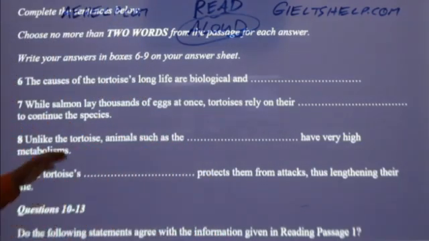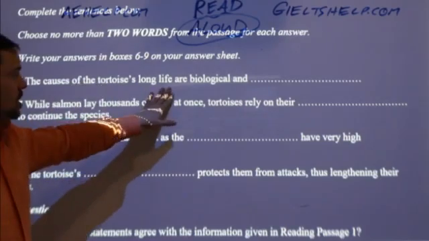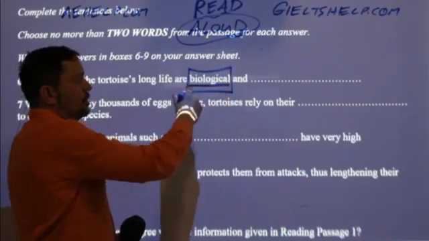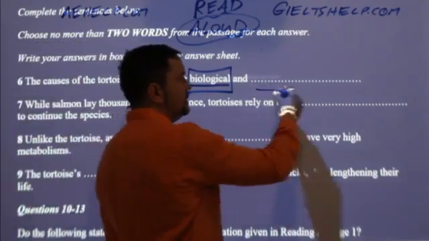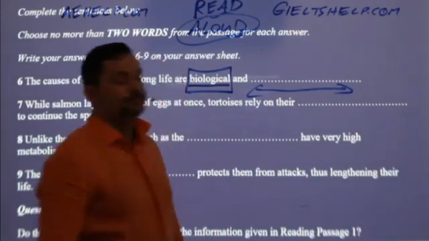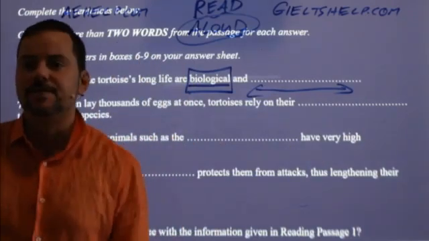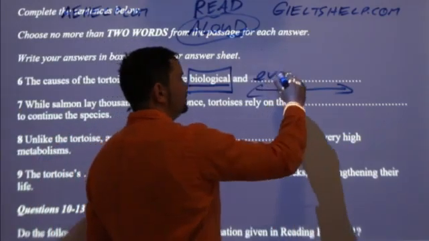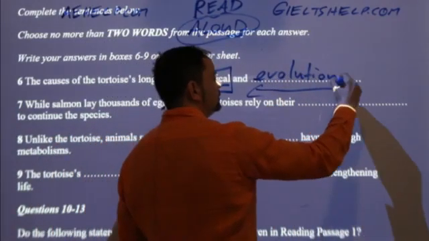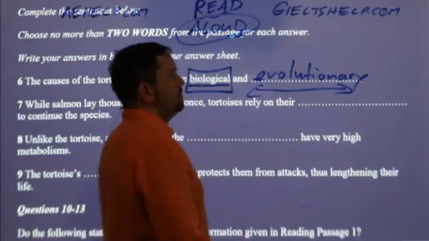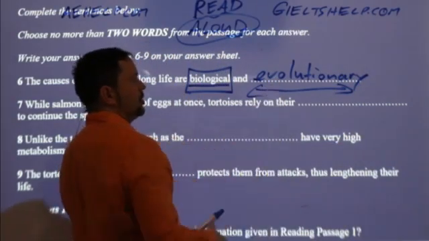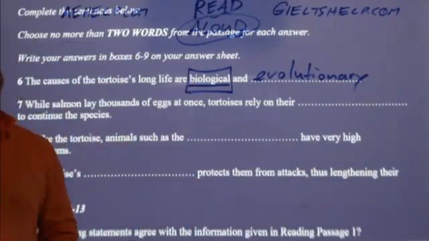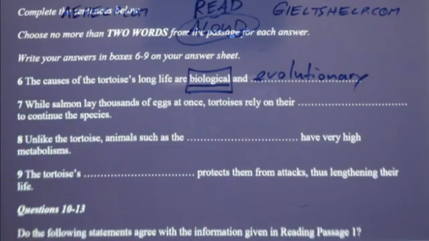Okay. The causes of the tortoise's long life are biological. That's a word I could look for if I have to. But I know the answer for this one. Very nice, Samira. Evolutionary. Okay. Make sure that your spelling is correct. Evolutionary. Nicely done. Yeah, very good. I can see a lot of students remembered that.